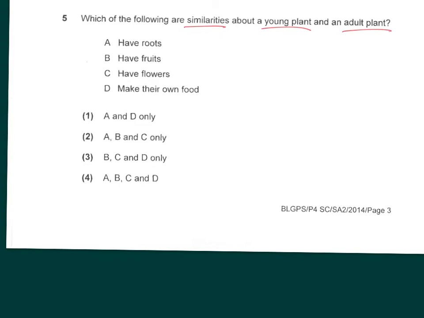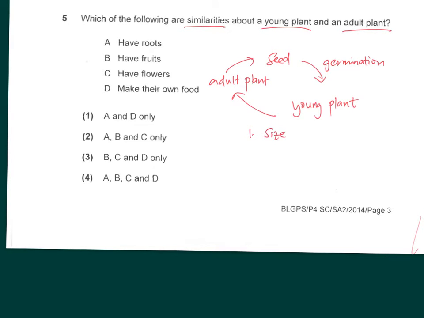A plant can be described to have a 3-stage life cycle as shown here. So we have the seed stage. After it germinates, or we call germination here, we will have a young plant, and from young plant it grows up to become an adult plant. So the difference between an adult plant and a young plant differs in number 1, the size. The adult plant usually is much bigger than the young plant.